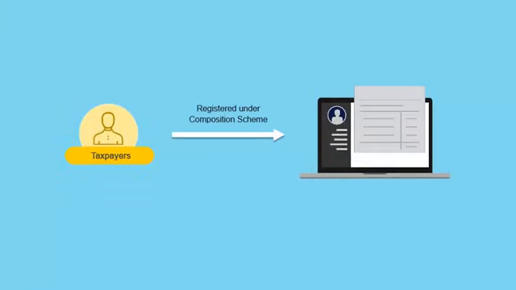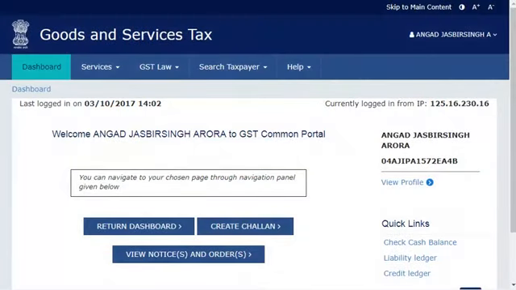Taxpayers registered under Composition Scheme can file for voluntary withdrawal from this scheme if one or more of its terms are no longer fulfilled and register as normal taxpayers. This video will walk you through the steps to voluntarily withdraw from the Composition Scheme.